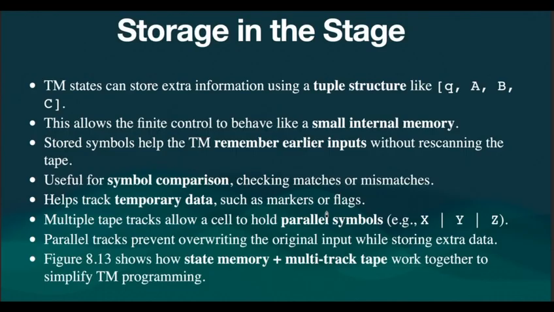Storage in the state. A Turing machine can store temporary information inside the state itself. For example, instead of just using states like Q1 or Q2, we can use compound states such as [Q, A, B, C]. This acts like a small internal memory inside the TM.